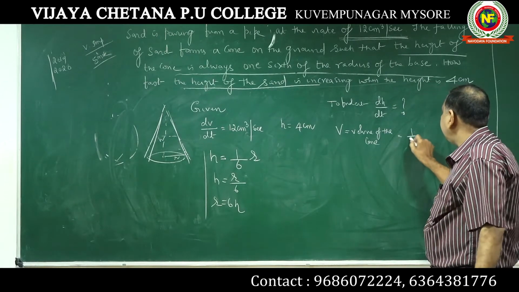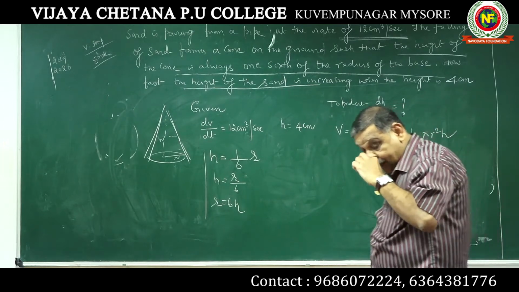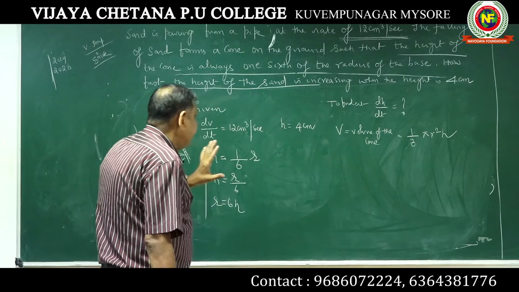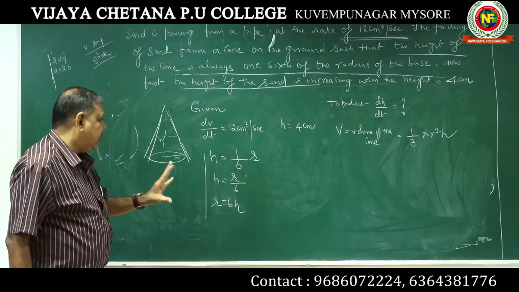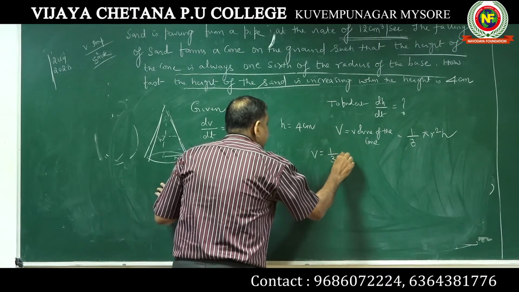One-third pi r squared h. Yesterday I gave you the beginning itself. Volume is one-third pi r squared h. You have to remember this, it is very important. V is equal to one-third pi r squared h.